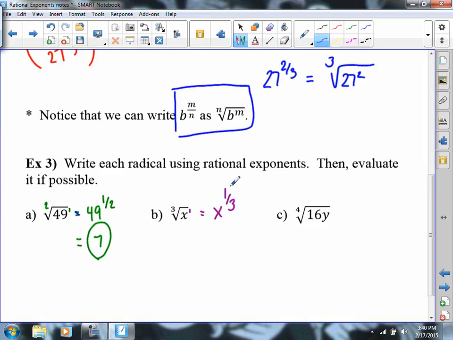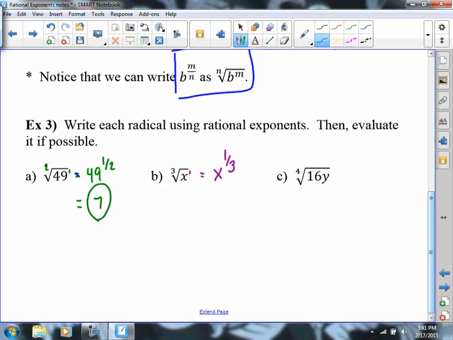Okay. Now for part C, this one is tricky. This is the one that students miss the most often. And that's because they don't realize that you have a 16 and a y inside your fourth root here. Okay? So we have 2 terms that we're taking the fourth root of.